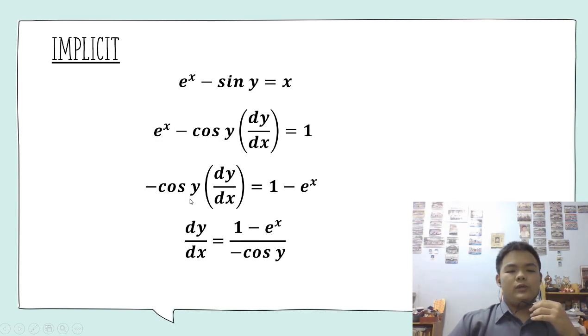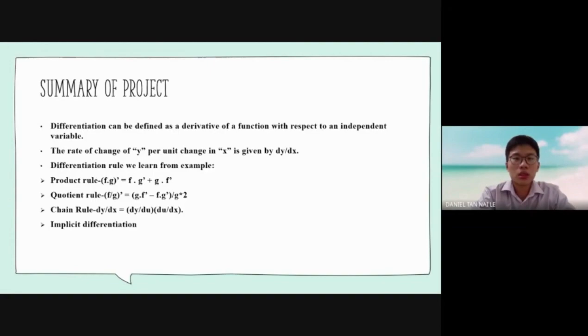This is minus cos y dy/dx equals 1 minus e^x. We put the minus cos y to the back. So dy/dx equals (1 minus e^x) over cos y. So this is all for me. Thank you. My name is Daniel Tanailer and I'm from D16L.